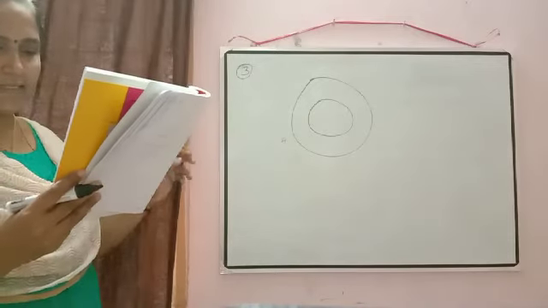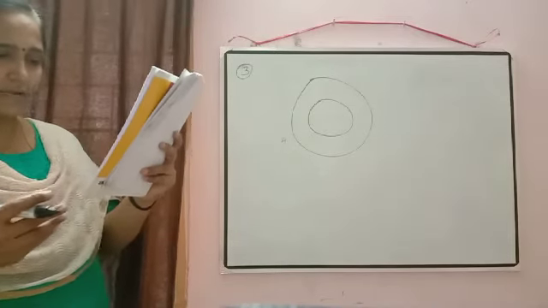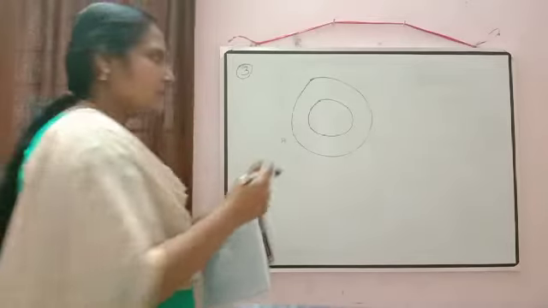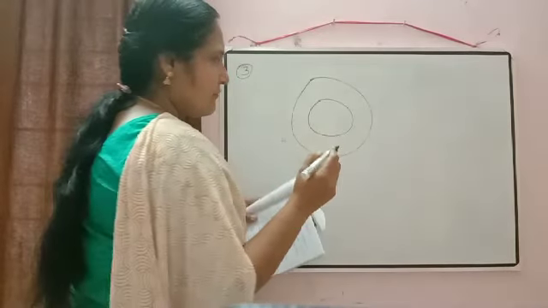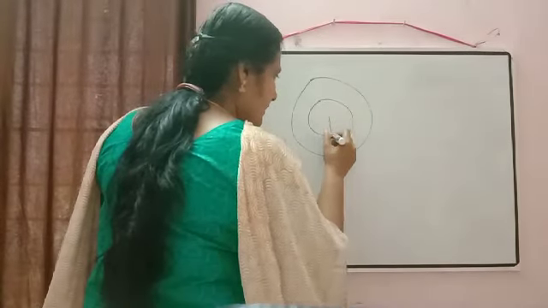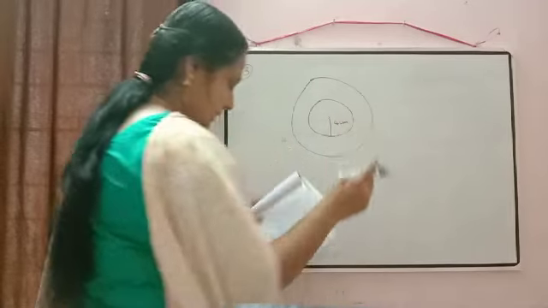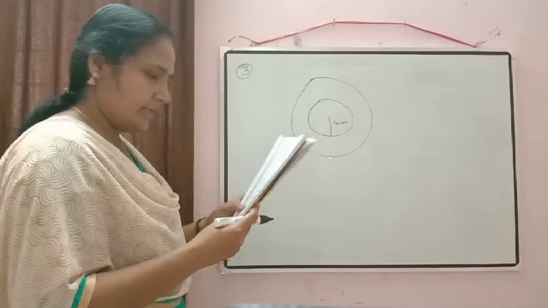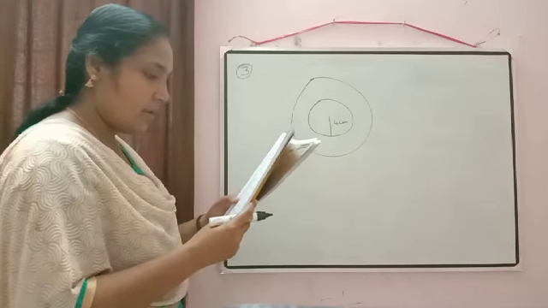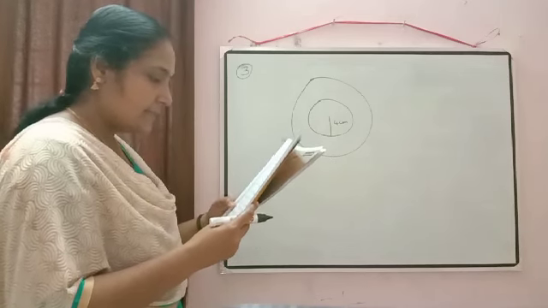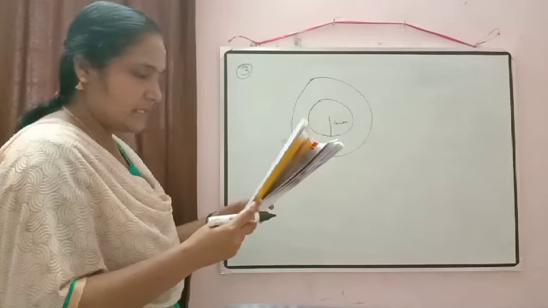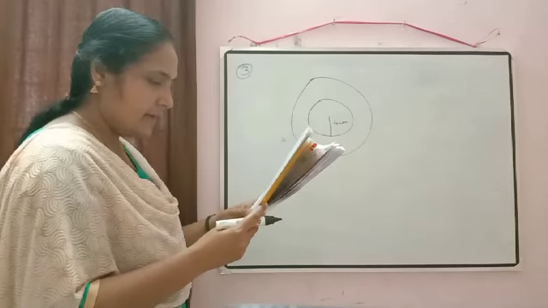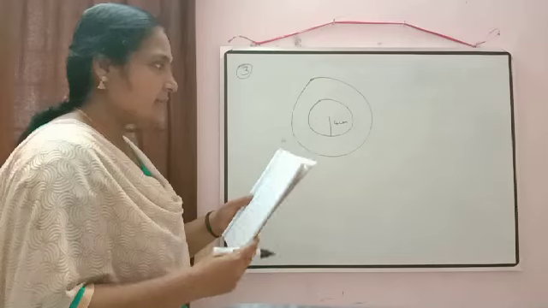One is of radius 7 cm and other one is of radius 4 cm. So smaller one is of radius 4 cm, and the bigger one is of radius 7 cm. It is written, find the length of the chord of the larger circle which touches the smaller circle.